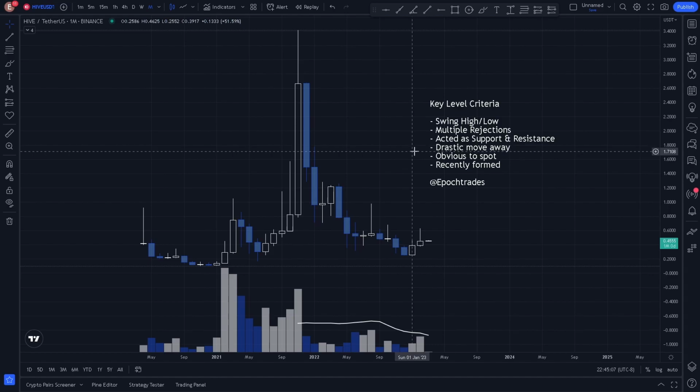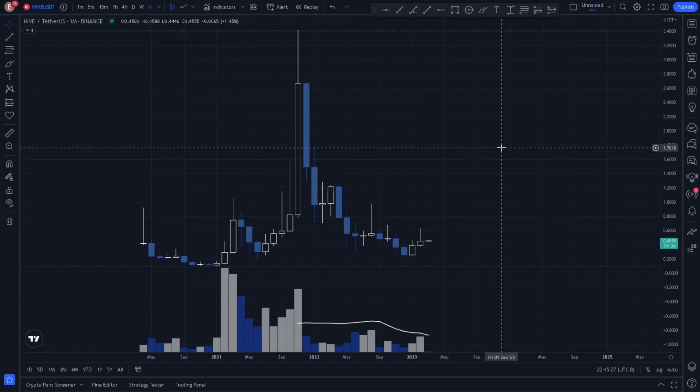Today we're going to be covering key levels on the monthly and weekly time frame for Hive. So, as always, our key level criteria: we look for swing highs and swing lows, multiple rejections, acted as support and resistance, drastic moves away, obvious to spot, and recently formed. So, let's go ahead and hop right in.